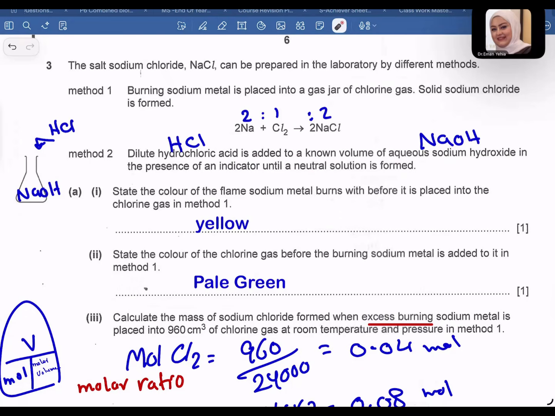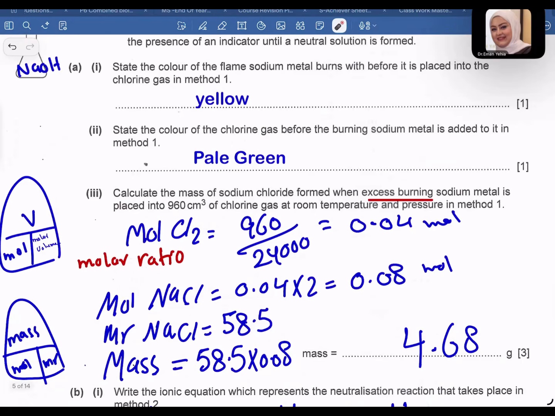State the color of the flame sodium metal burns with before it's placed into the chlorine gas. It contains sodium, so it's going to be yellow colored. And then state the color of the chlorine gas before burning. Sodium metal is added to the inert gas, so chlorine is pale green.